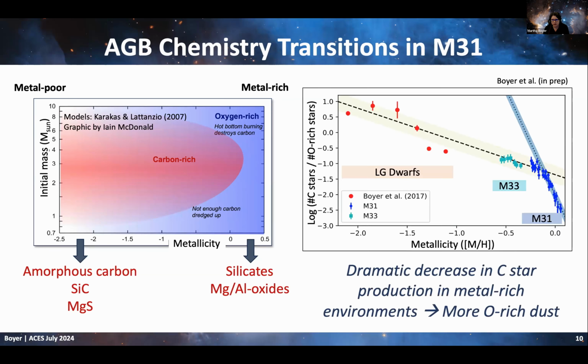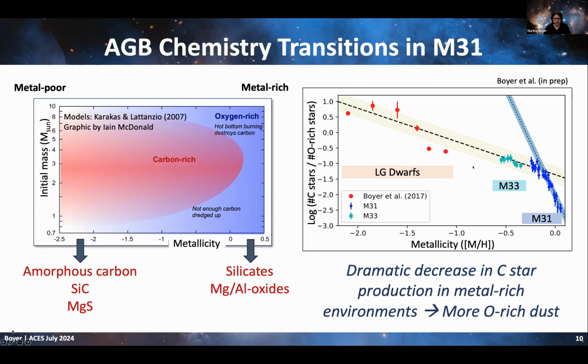But in M31, you can actually count up the number of carbon stars compared to the number of oxygen-rich stars using the Hubble data that I showed on the previous slide, and compare that to other galaxies. So we've got metal-poor Local Group dwarfs up here, and M33 here, where they follow this really nice trend. But when you get to M31, you follow this trend for a little while in the outskirts, but then as you get closer and closer to the bulge, it completely drops almost to zero.